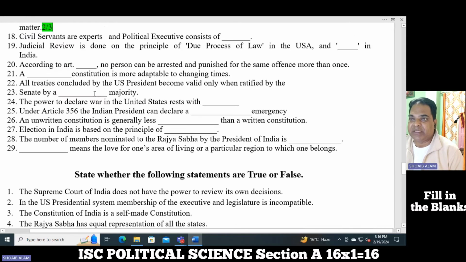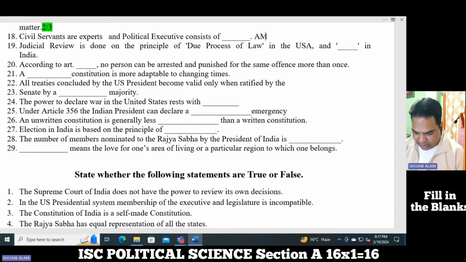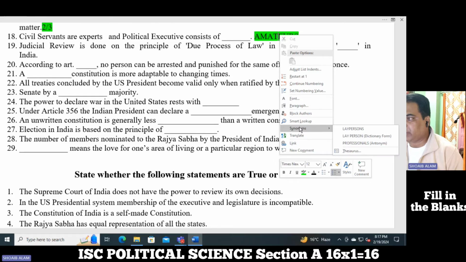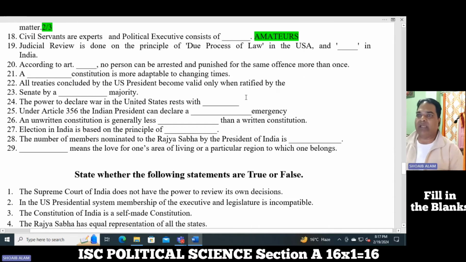Okay. Number 18. Civil servants are experts and political executive consist of amateurs. Okay, AMATEURS, amateurs. They are not experienced, they are not experts. Okay, so they are not at all experts. Professionals, opposite of professionals. So civil servants are experts, whereas political executives are considered amateurs. Sometimes even a person who has not gone to school becomes the education minister. The person who has no idea about accounts and commerce becomes the finance minister. Okay, education minister, finance minister. They need to have proper degrees to hold the positions.